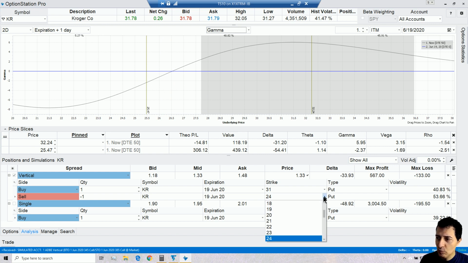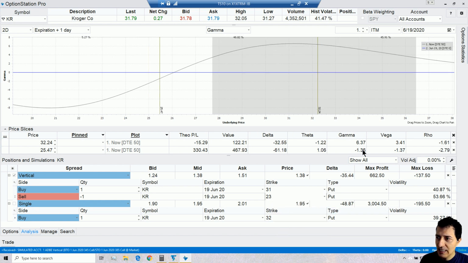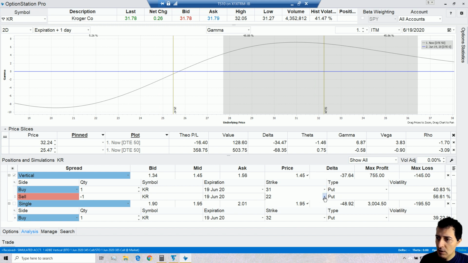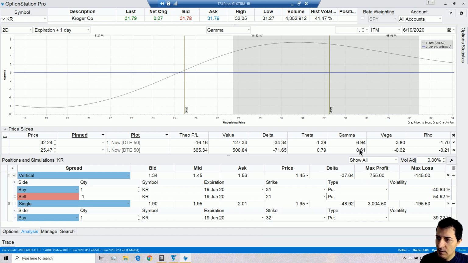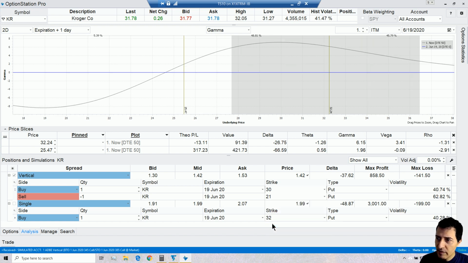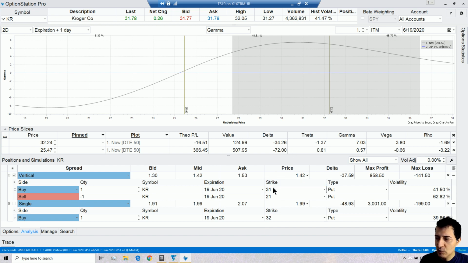Well, I could move my 24 to 23 or 22. That's -1. If I do 22, that's -0. If I do 21, that's going to be positive gamma all the time, positive at the entry, positive at the target. My delta is -34. It's a bit too much, so I'm going to drop it to 30. If I drop it to 30, it's too little. So again, the best way I can adjust it is to do 31.21. That would be the way to adjust this trade the best I can.